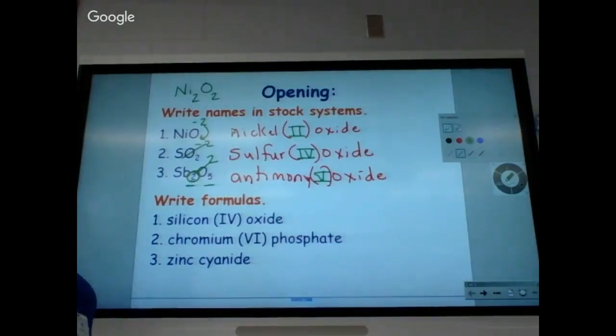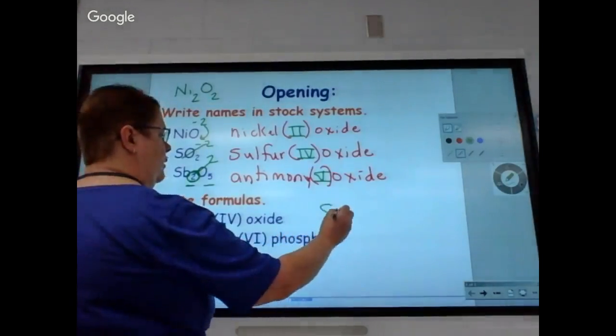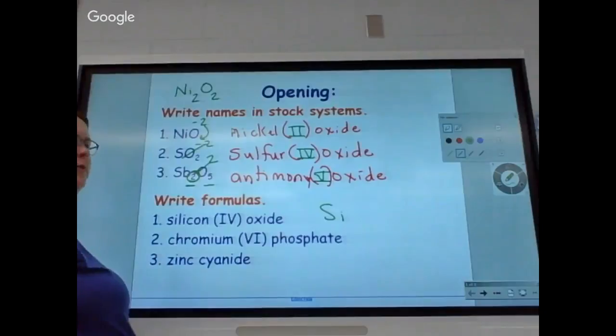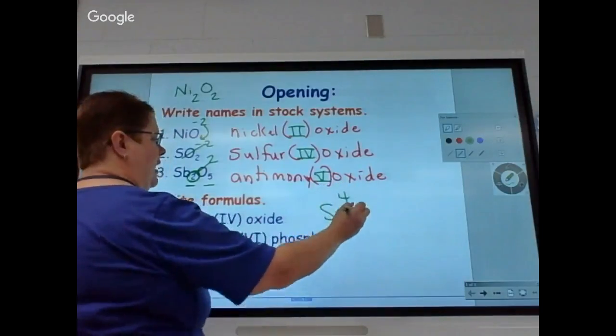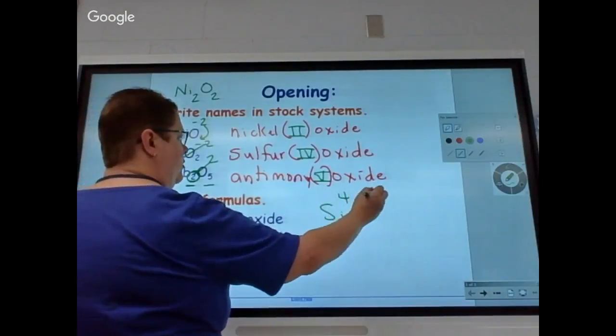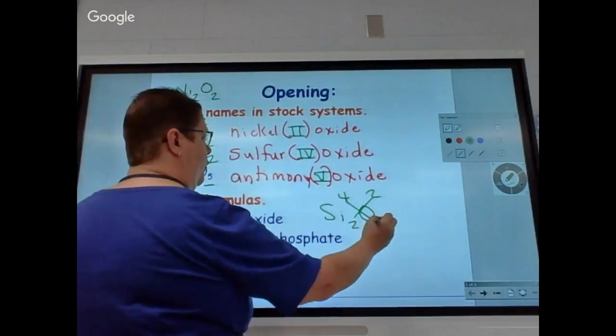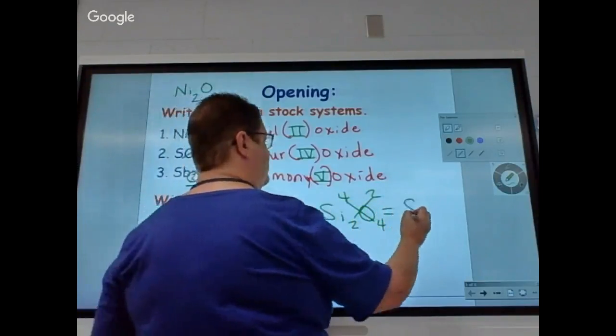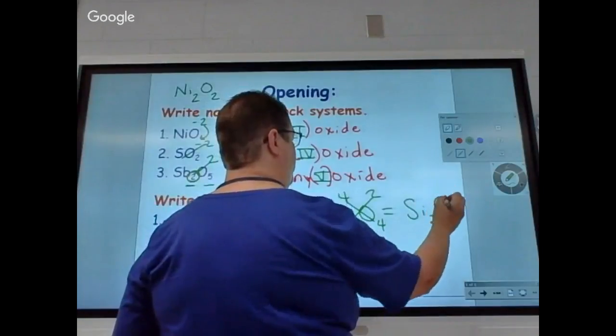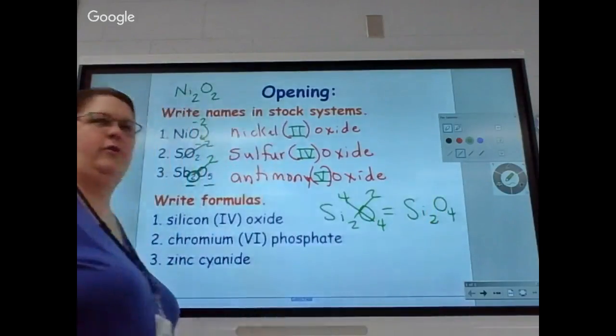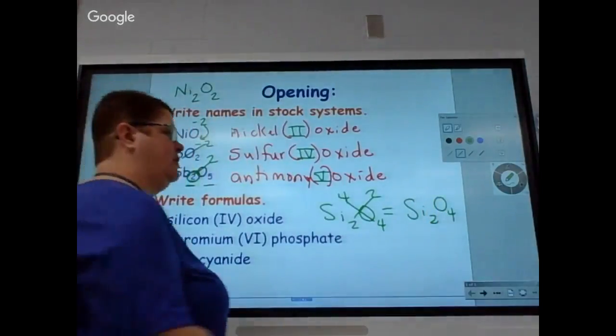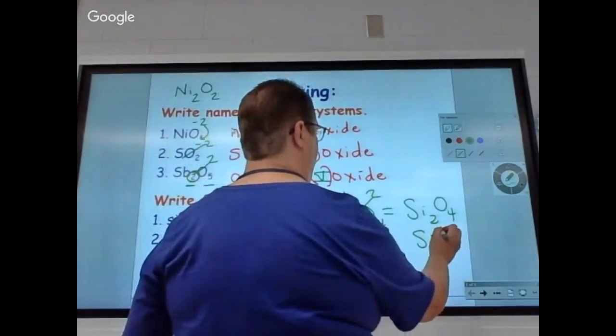So to write the formulas, silicon has what oxidation number? Silicon has 4. Oxide has a 2, so we bring the 2 down, the 4 down, and we have Si2O4. Now, what are we going to do with those? We're going to reduce them, and it's going to become SiO2.